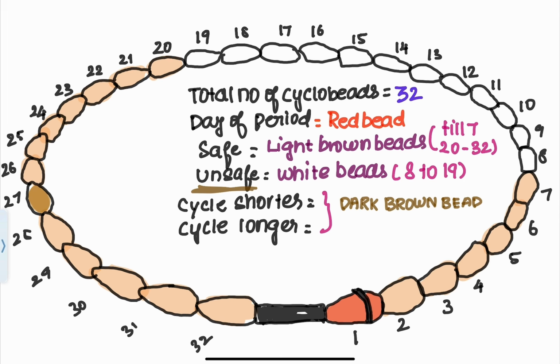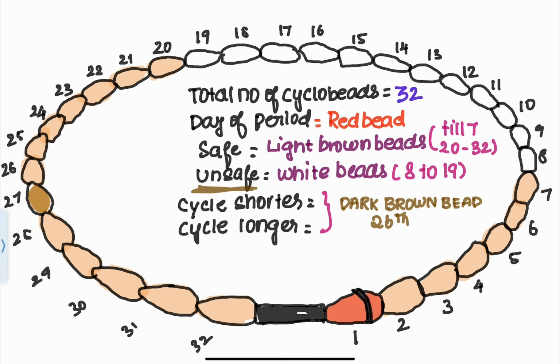You can see the dark brown bead, and this dark brown bead is going to tell you the length of the cycle. The length of the menstrual cycle is going to be ascertained with this 27th dark brown cyclobead. And you may have a doubt how. See, if a female menstruates anywhere before this 27th cyclobead, it tells that her cycle is actually less than 26 days, right? Because the dark brown cyclobead is at 27.